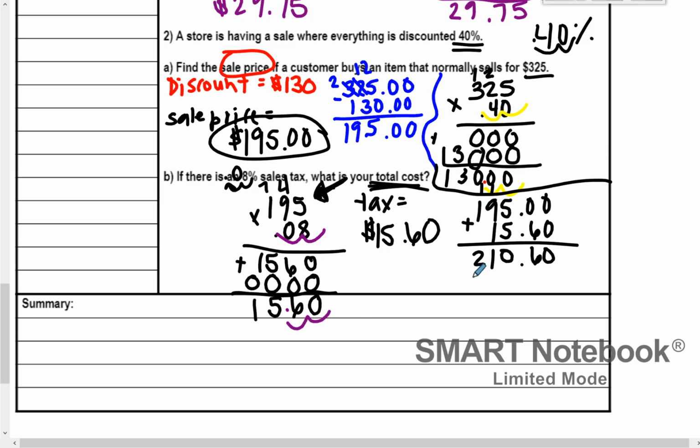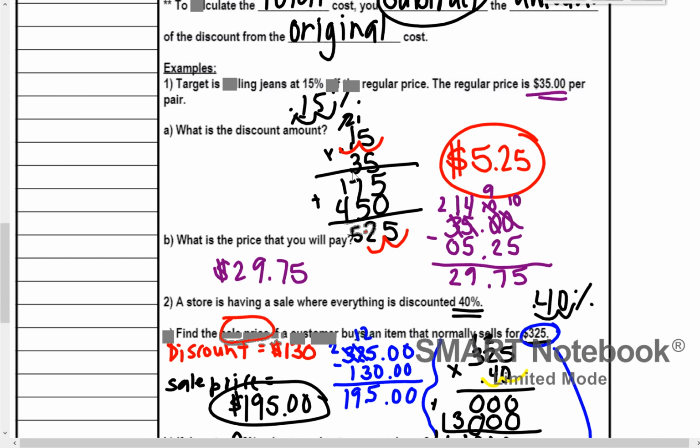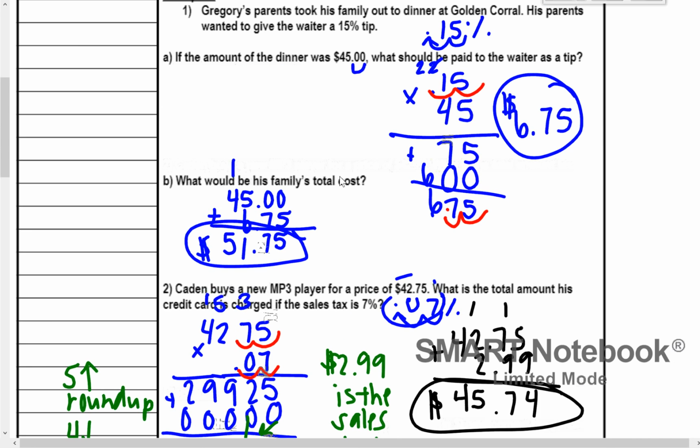Alright, so all in all, with my sales tax, my discount, everything accounted for, we are going to end up paying $210.60, which is still a very good deal for an item that costs $325. Okay, so that is more in depth of how you find a tax tip or a discount. So just make sure that you keep these notes. We'll be practicing this for the next 2 days.